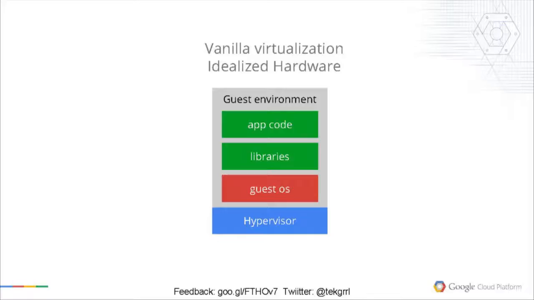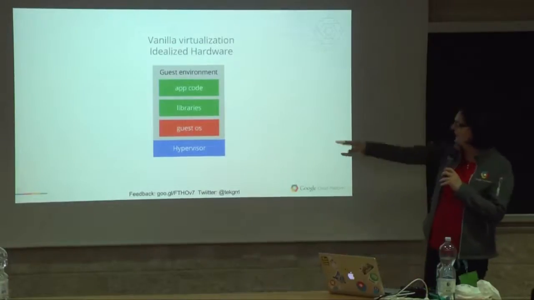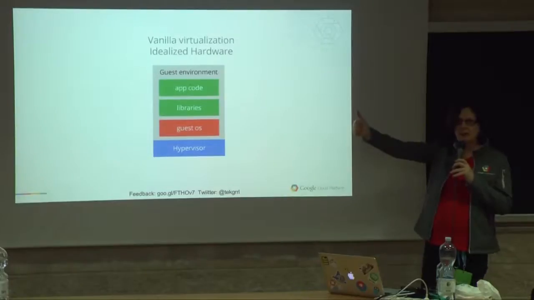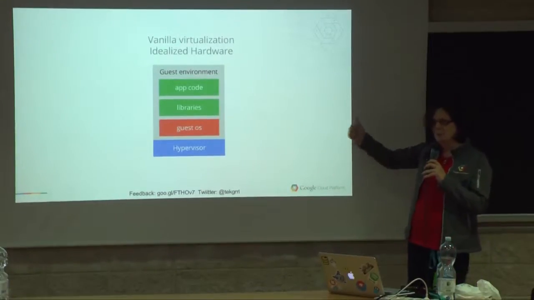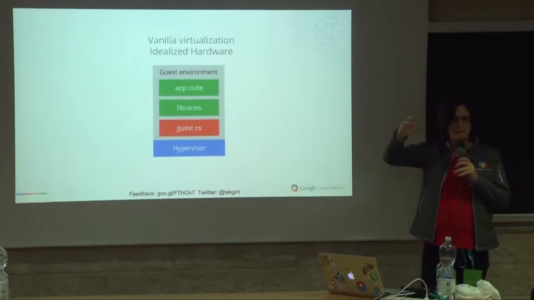So we're going to skim through these slides fairly quickly. This is what the virtual machine looked like. We had a piece of idealized hardware at the hypervisor level. And we have a guest OS running on it, and all the green stuff is your stuff: the libraries you need to run the application and your application code. Effectively, though, the libraries are likely to be provided by the operating system. So you're going to be doing dynamic linking at runtime.